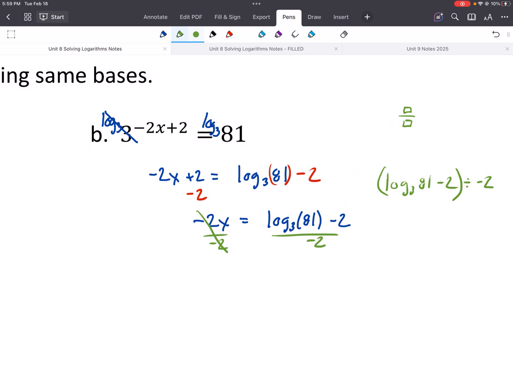Or for a TI, we push alpha, and then we push y equals, and then enter. That will do a fraction as well, okay? At least for an 84. Okay, so we'll type that into our calculator, and we should end up getting negative 1.